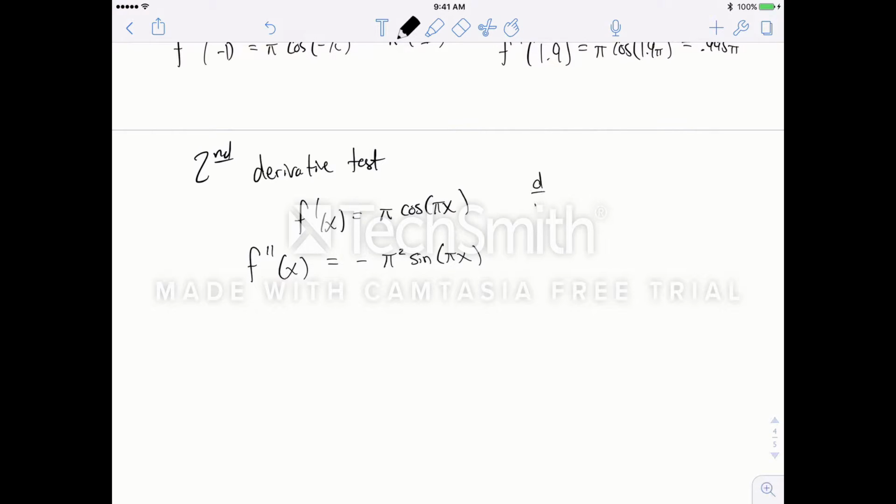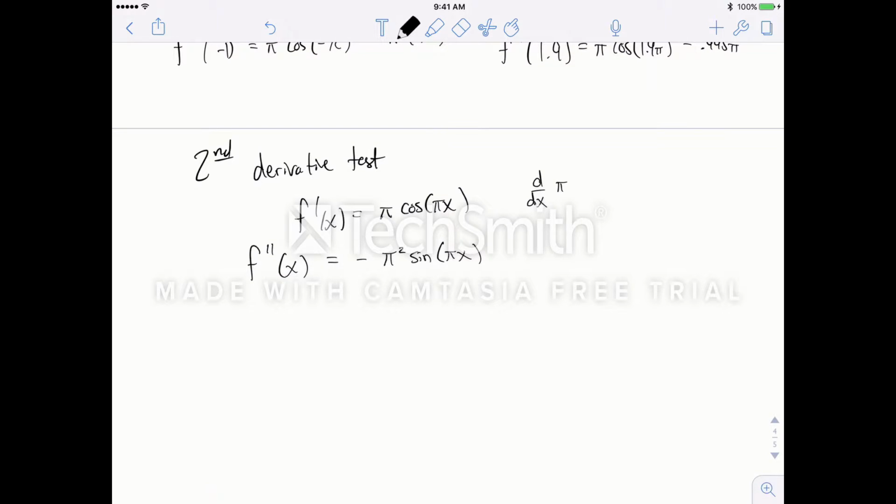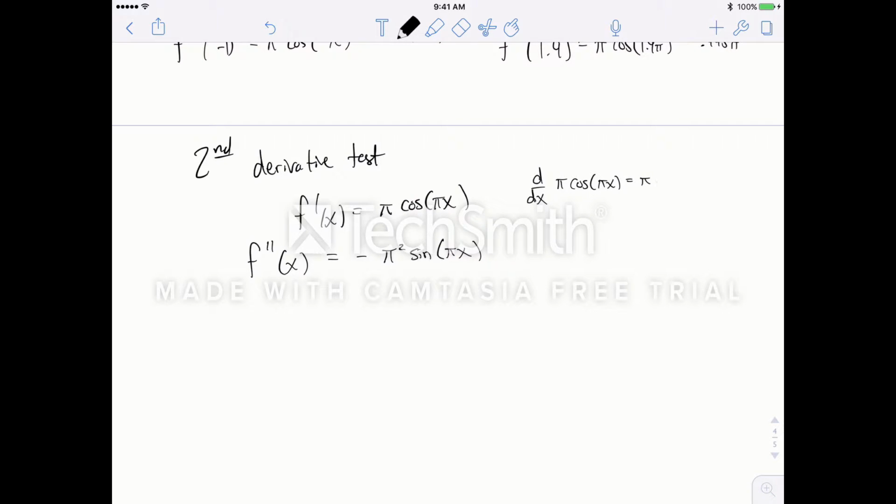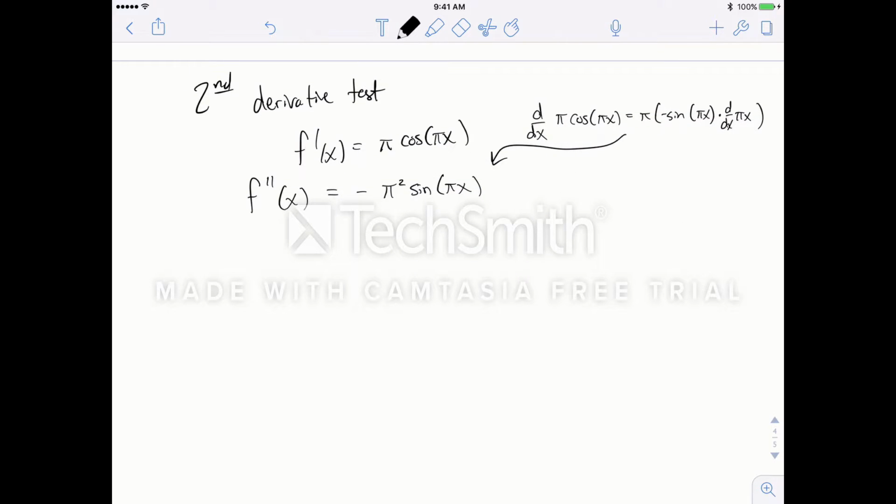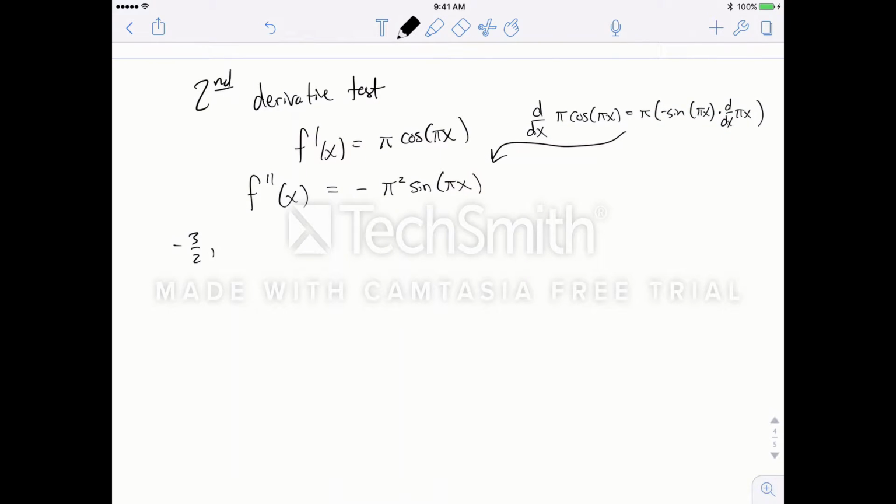So again, we have to use the chain rule here, so let's just show that explicitly. So it's pi, cosine becomes negative sine, and then we multiply by the derivative of pi x, giving us exactly this. So our critical points, let's write those down one more time. We have negative 3/2, negative 1/2, 1/2, 3/2.